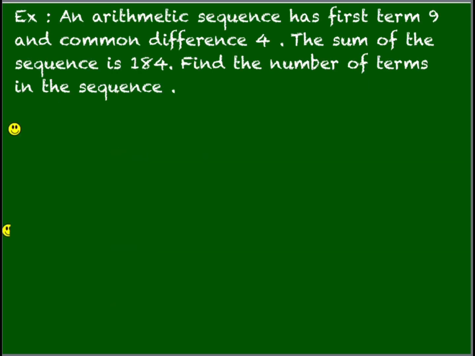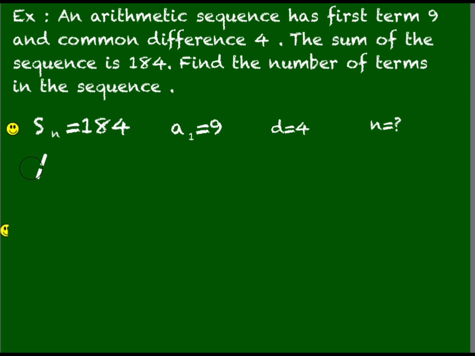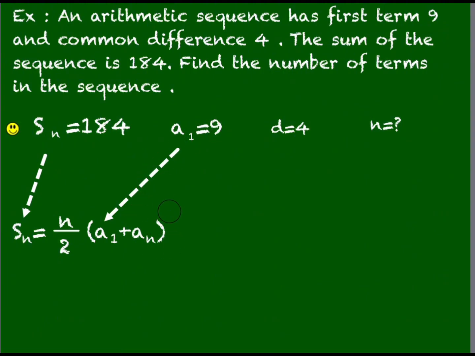In this example, we're given an arithmetic sequence with a first term of 9, a common difference of 4, and a total sum of 184. The goal is to find the number of terms in the sequence. There are two arithmetic series formulas, so let's stop for a second and decide which one will be the most useful. Since we have the first term, the common difference, and the sum, we can use the formula that involves these values to find the number of terms.